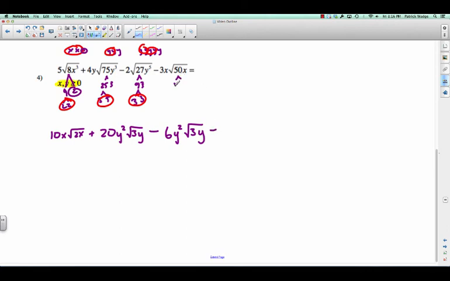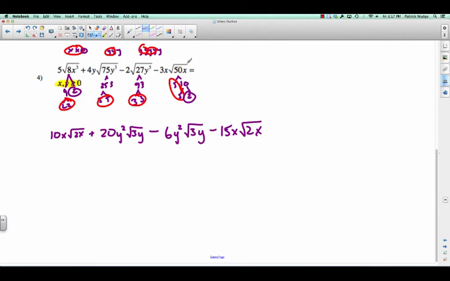Take away. 50 is the same as 5 and 10, which is 5 and 2. We've got a pair, so the 5 comes out. There's already 3 there, so 5 times 3 is 15. Can't take any x's out, but you already have 1 there. And what's left inside is the 2, and the x remains.